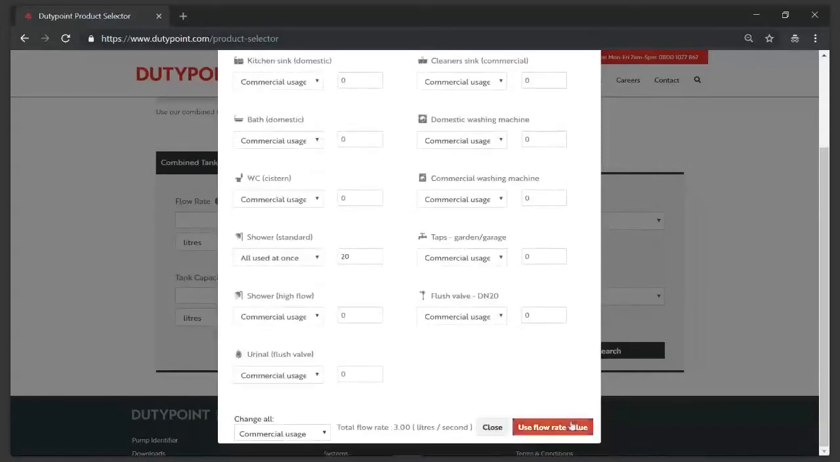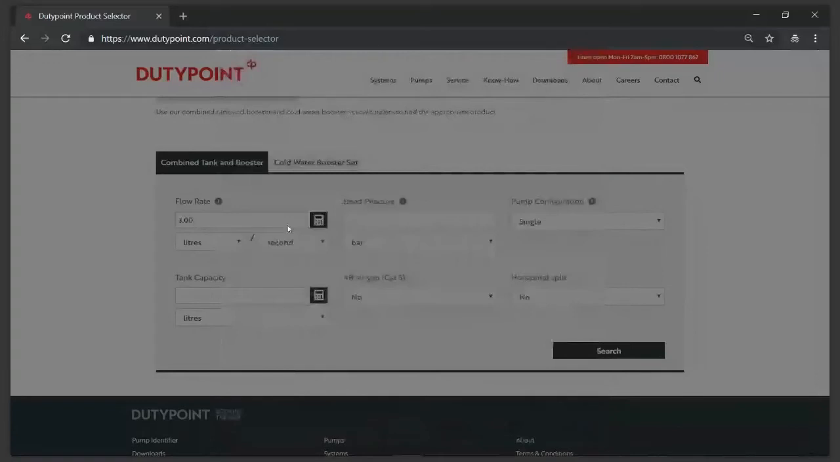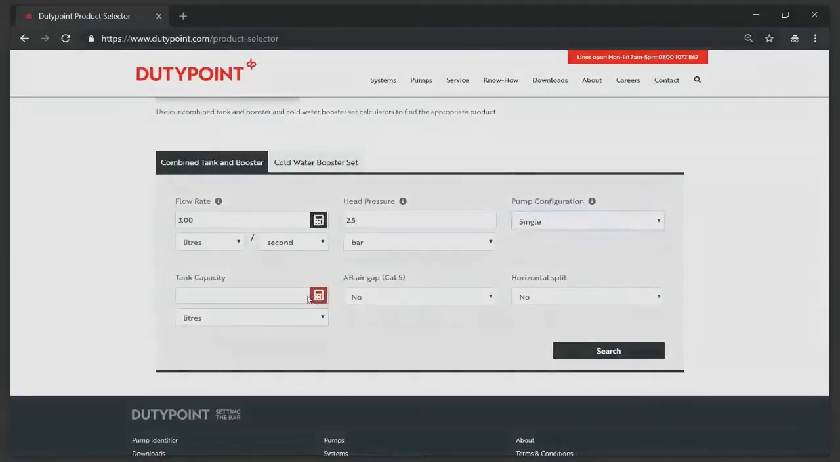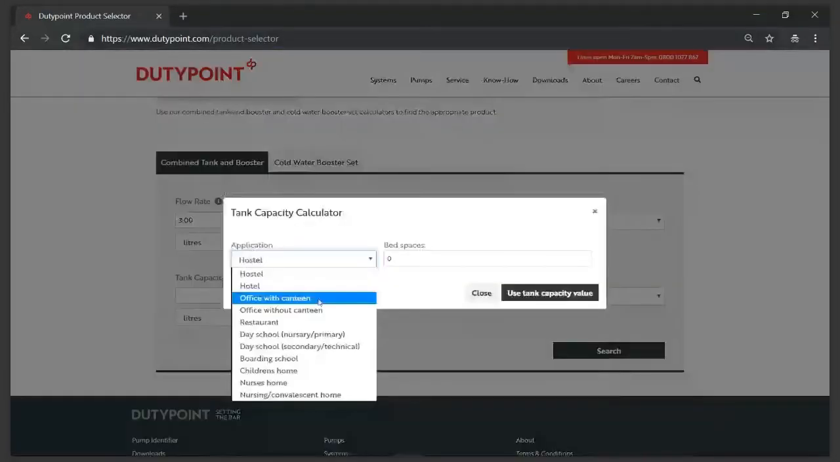So in this example, I'm going to use that flow rate of 3 litres a second, because I've got all these 20 showers all used at once. And let's assume it's a single story building, so 2.5 bar. We'll go for a single pump configuration. Tank capacity, we've also got a calculator for this, which is based again on the BSEN 806 standards.